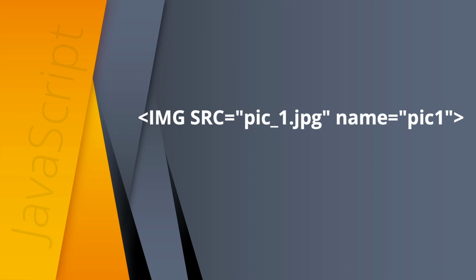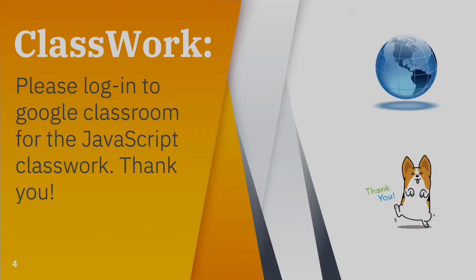The cell in the middle holds the larger picture. The SRC says pick one JPG. We're going to be changing this SRC when either of the arrows is clicked. Note that we also have a name attribute called pick1. We'll need this to reference the image.